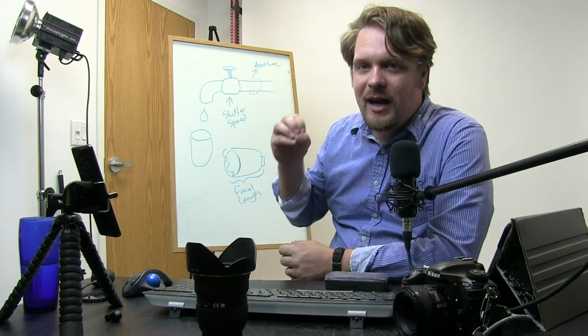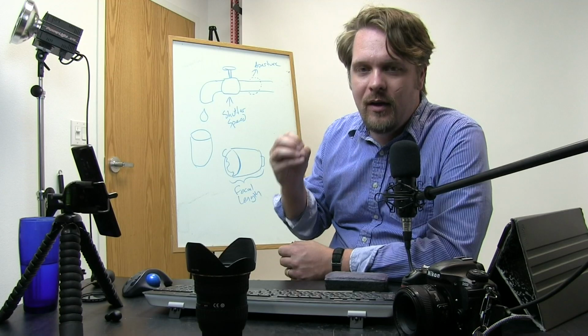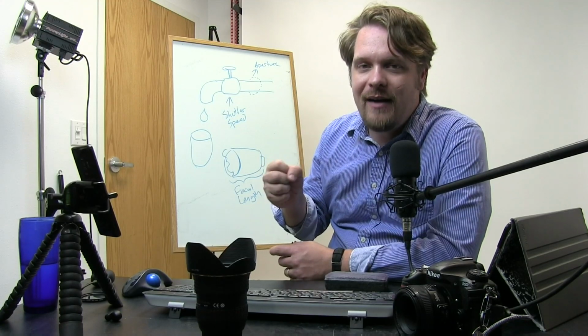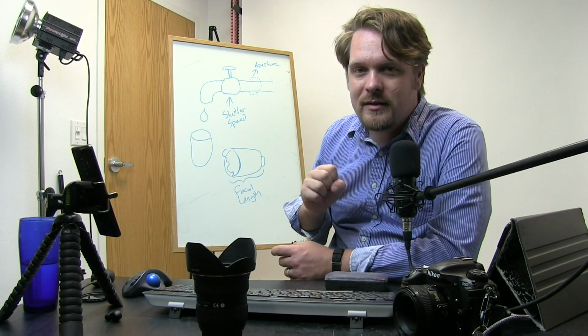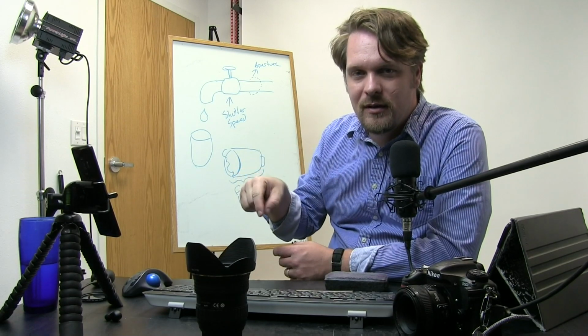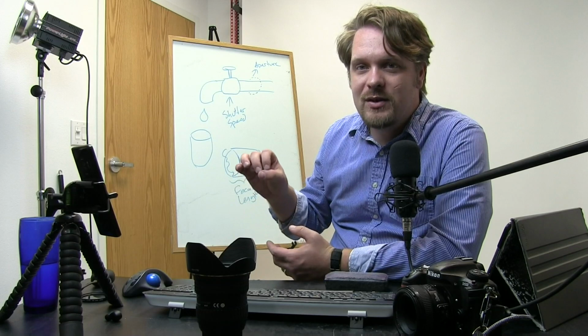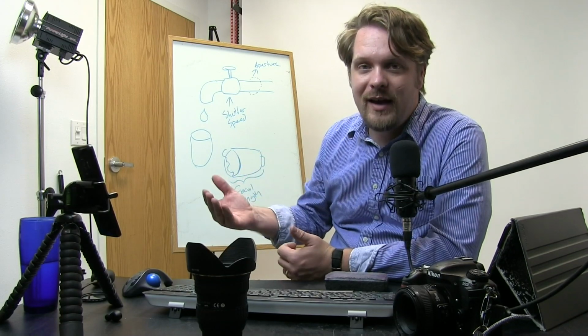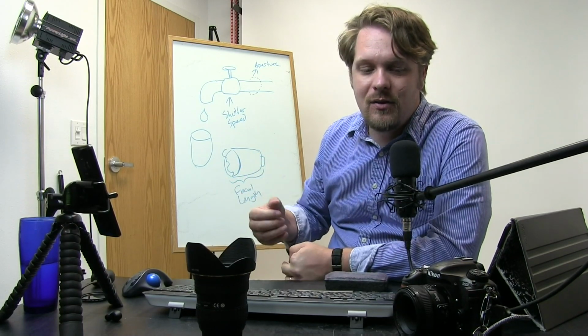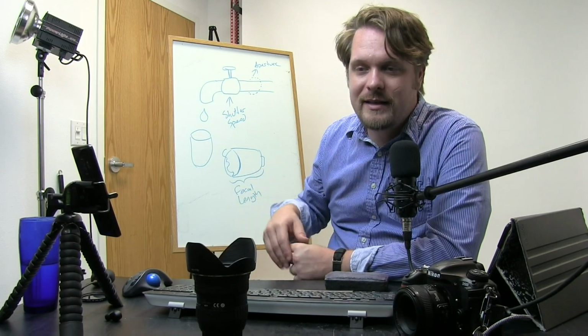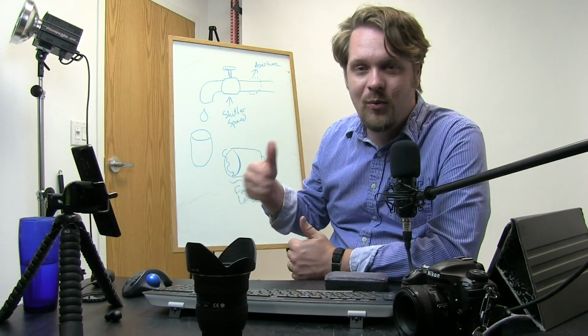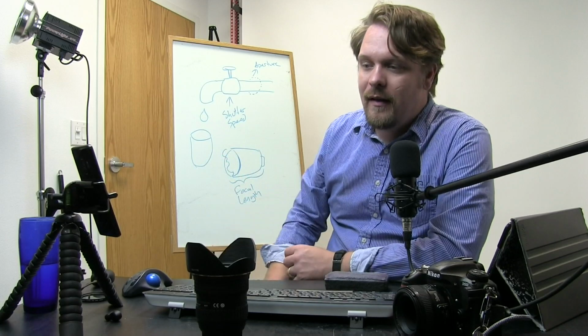So if you have a lot of pressure in the hose, you don't have to open it as long to get more water out. If you have a lot of pressure in the hose, you don't have to have as wide a hose to get water out faster. So think of ISO as the water pressure, and it's not I-S-O, it's ISO. It's a word, you say it, ISO.